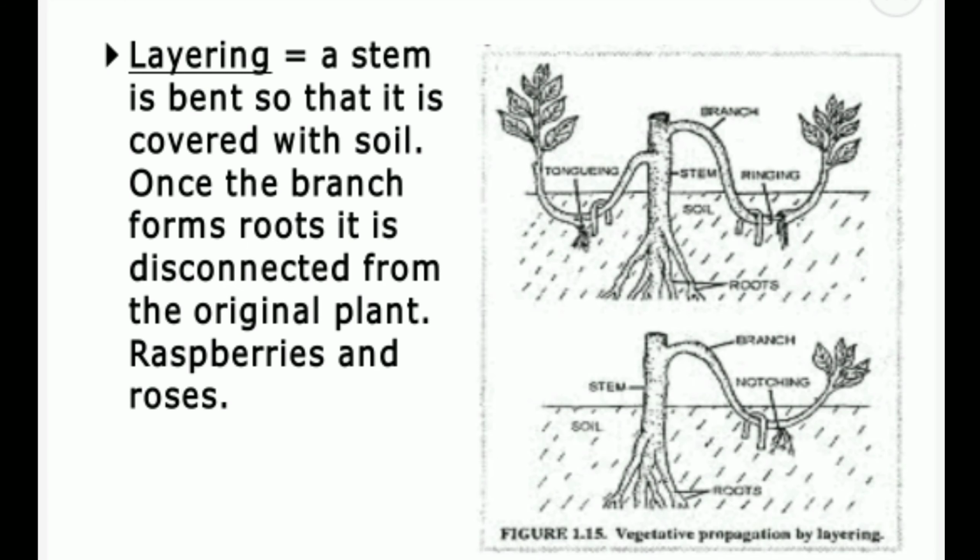The next type is layering. What happens in this? A stem is bent so that it is covered with soil. You will bend a stem and cover it with soil. You will keep the open end of the stem outside the soil, in the air, and only a little portion of the branch will be inside the soil. The roots will grow into that portion, and then you can cut the plant from the portion where you bent it and plant it in a new place. The examples are raspberries and roses.